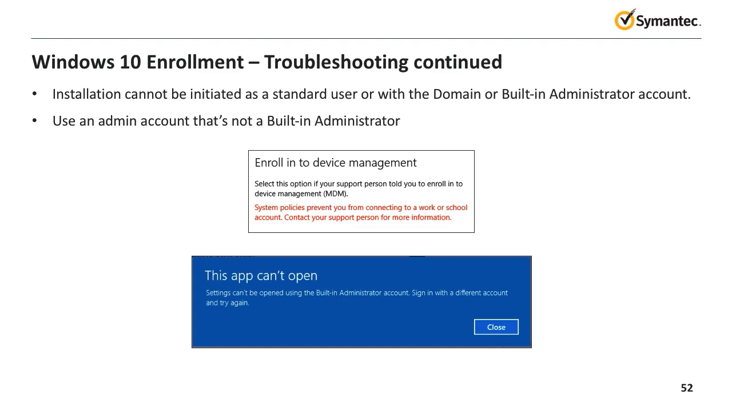Installation cannot be initiated as a standard user or with a domain or built-in administrator account. If the enrollment is attempted using a standard user account, the user will be prompted with the error, "System policies prevent you from connecting to a work or school account. Contact your support person for more information." If the enrollment is attempted using a built-in or domain administrator account, they will be prompted with a "This app can't open" dialog box. To proceed with installation, use an administrator account that's not a built-in administrator.